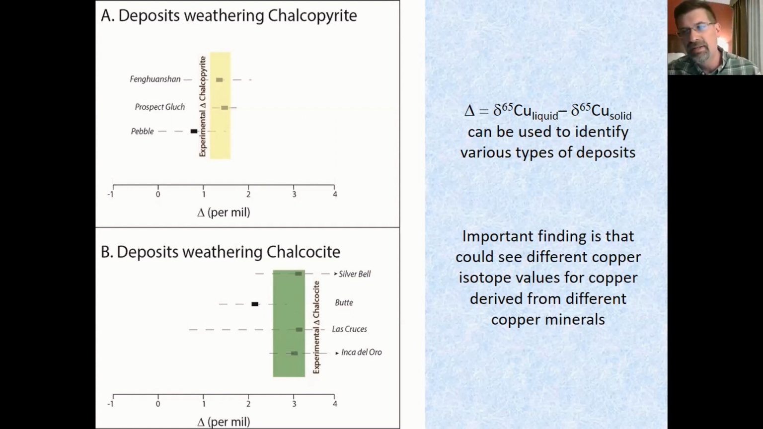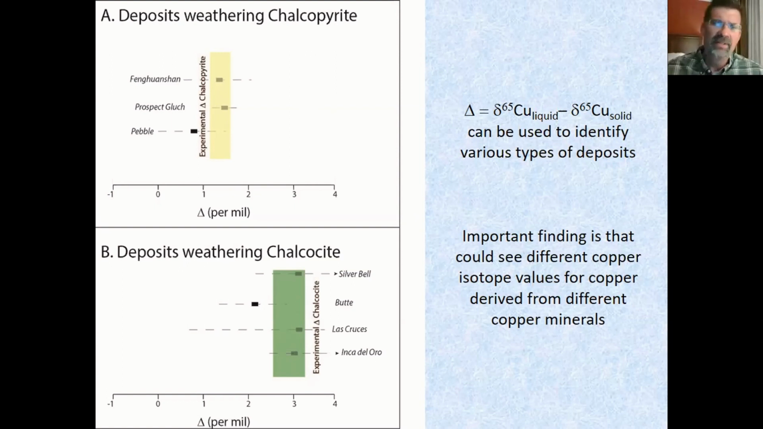Xikuangshan is a skarn deposit in China, and Prospect Gulch is an epithermal system in Colorado. Pebble I just talked about. Since we know what the starting chalcopyrites are in the waters, that yellow bar indicates where you'd predict the delta value for the weathering of chalcopyrite.